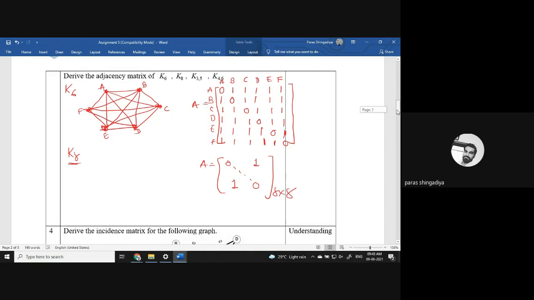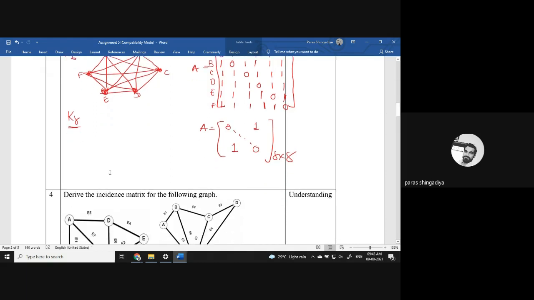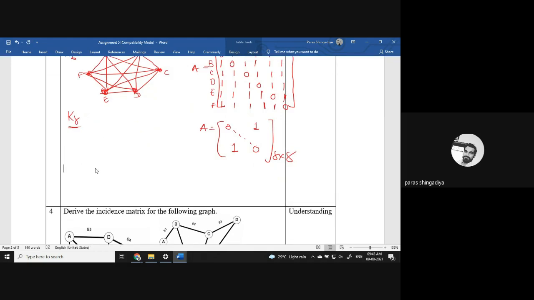And now the next example is K3,6 and K4,6. So what is the meaning of K3,6? Which type of graph is this one? What is the type of this graph? It is not K36, okay? It is K3,6. Yeah, that is a complete bipartite graph. Not only bipartite, it is a complete bipartite graph.